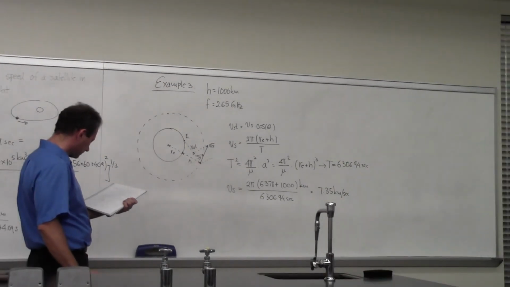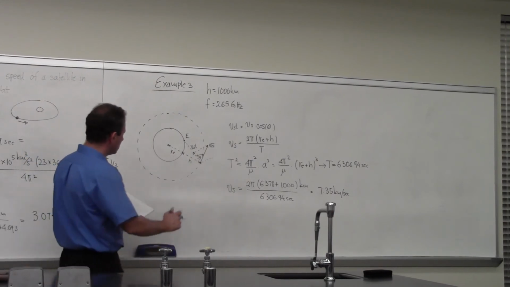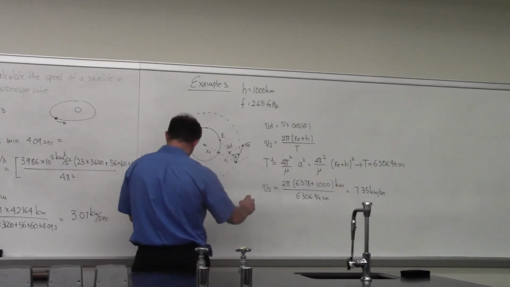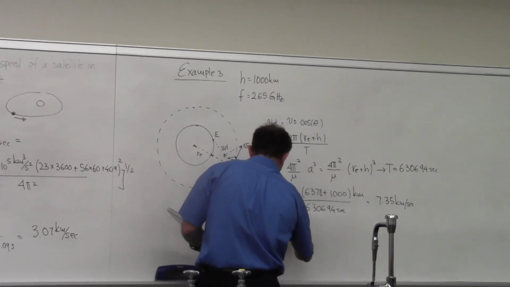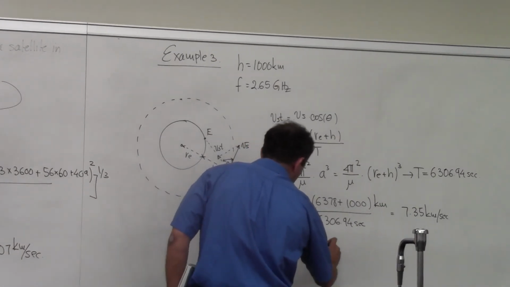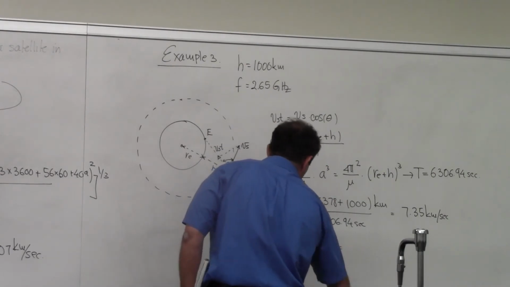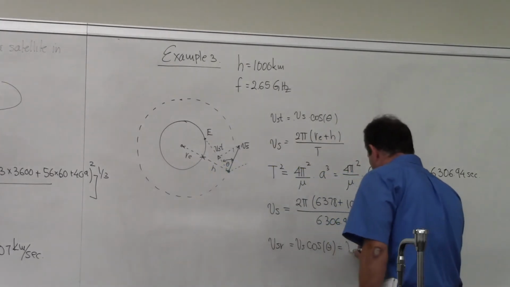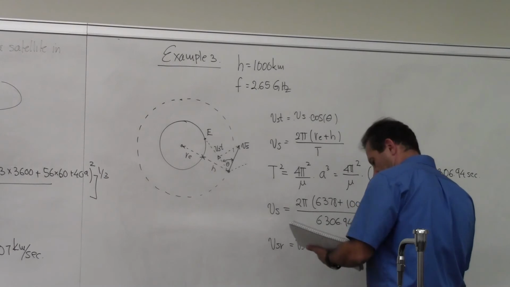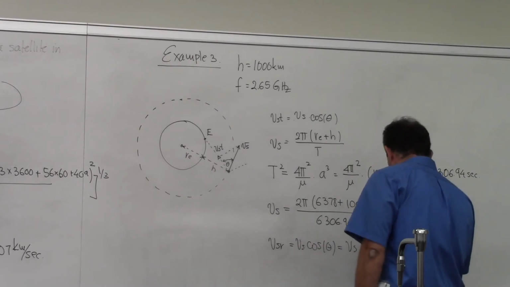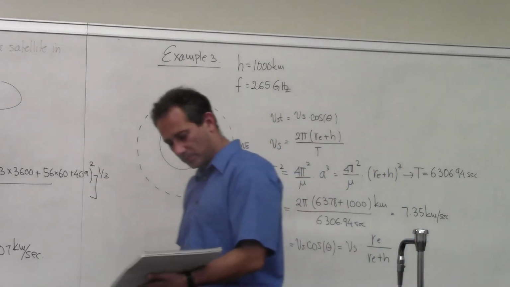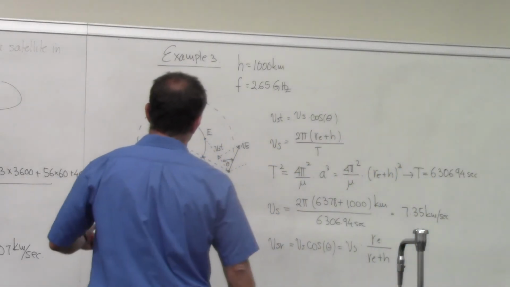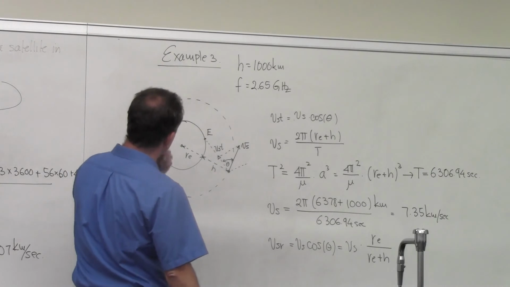Well, let's see here, I can say that V_SR is going to be V_S cosine theta. And I can say that this is V_S times R_E over R_E plus H. Now I'm just copying this from the notebook. Let's see, why is this the case? Right. Why is this the case?